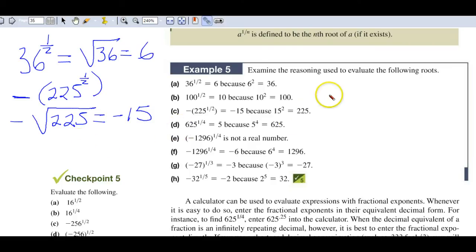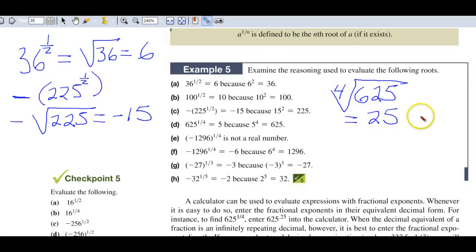Now letter D is the 4th root of 625. Because the index number is 4, and that is a perfect 4th, that's going to be 25. Well, let's change that. That's going to be 5. Yeah, because 25 squared is 625. So I didn't take it down enough here. Got carried away here.